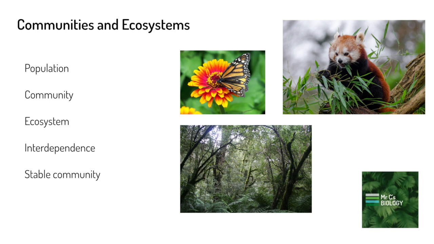It also means that the number of species won't increase or decrease. So there's not new species being created or species going extinct, but instead they're staying the same in the same place. That's a stable community.